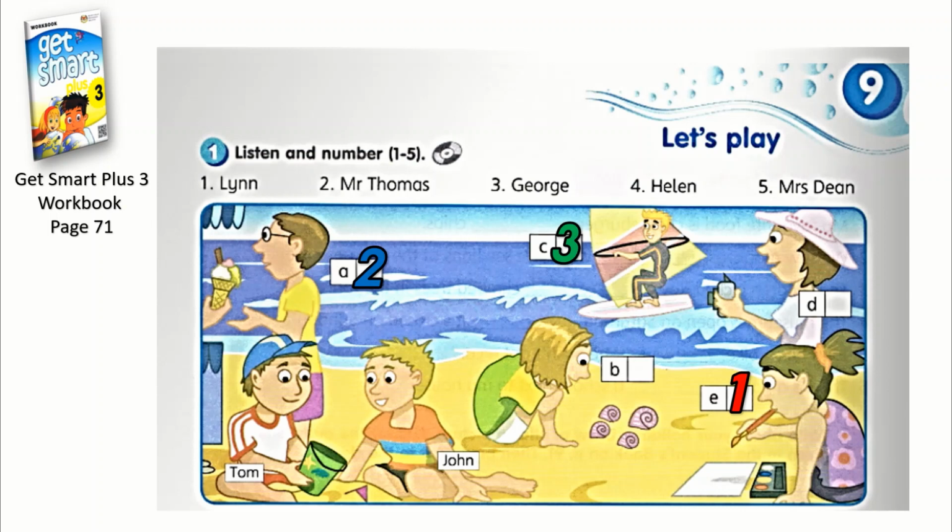So Helen was the girl who saw a lot of shells. Which one is she? Yes, B. B is Helen. So now let's hear about Mrs. Dean.